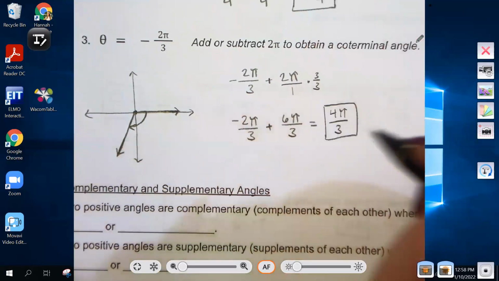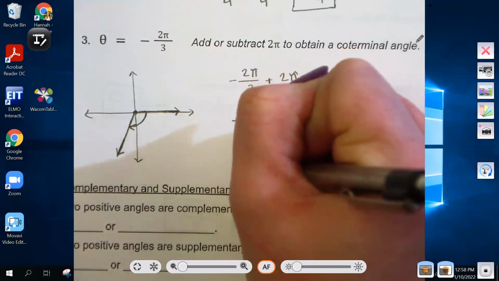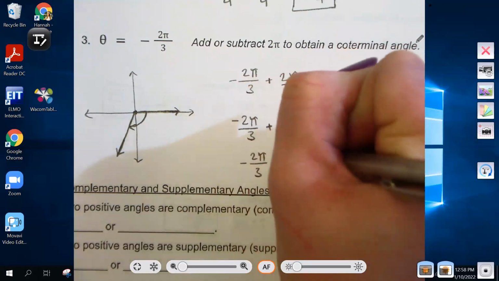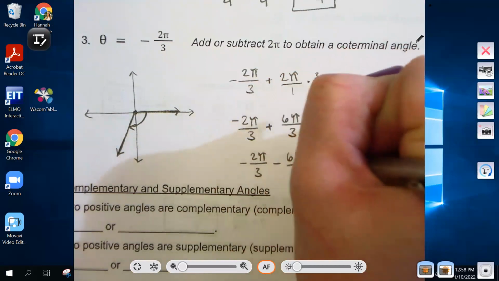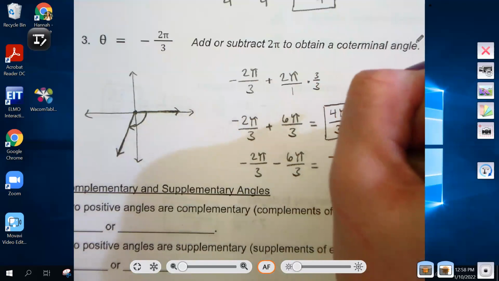We can do the same thing to get another coterminal angle by subtracting 2 pi, which we know is the same as 6 pi over 3. Negative 2 minus 6 is negative 8 pi over 3.